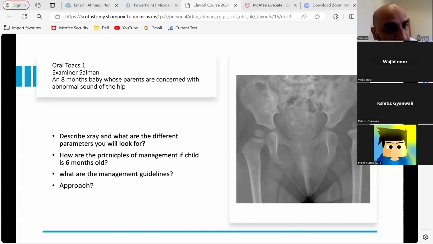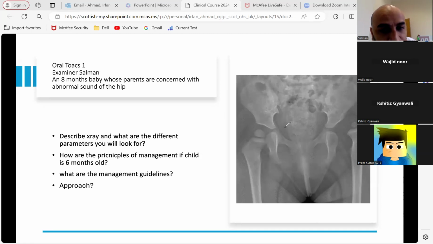DDH of the left hip, sir. Good. So do you know any parameters that you will measure on the X-rays? Sir, in the AP view, I'd like to measure the Hilgenreiner's line, drawn through the triradiate cartilage, and another line I'll draw perpendicular to it.